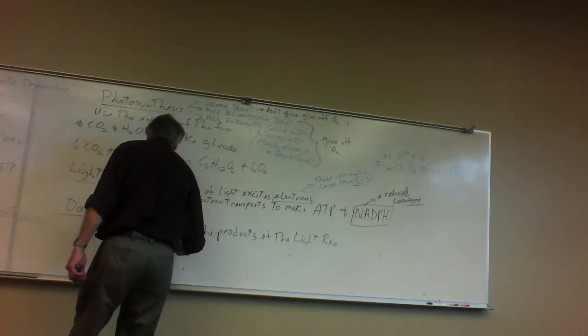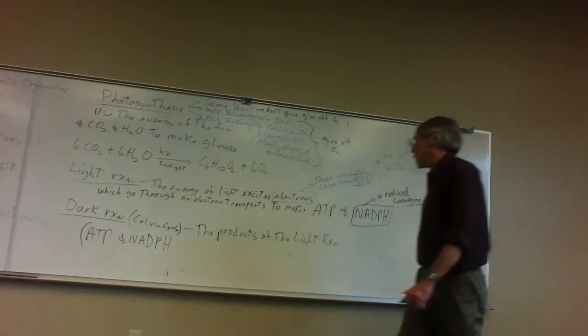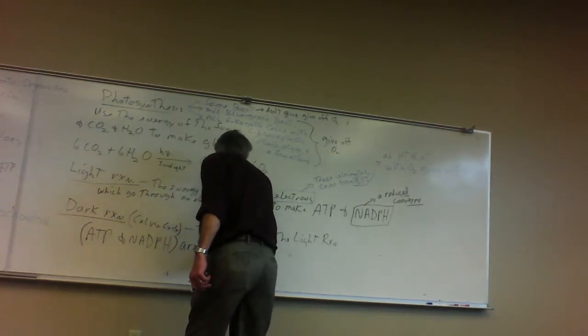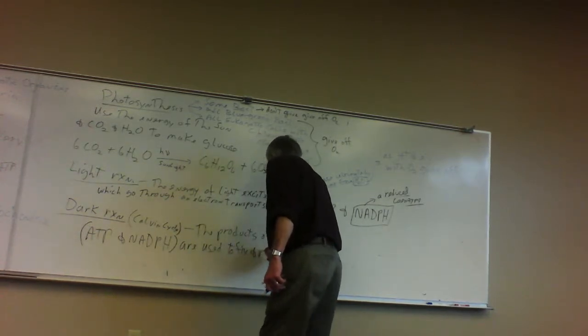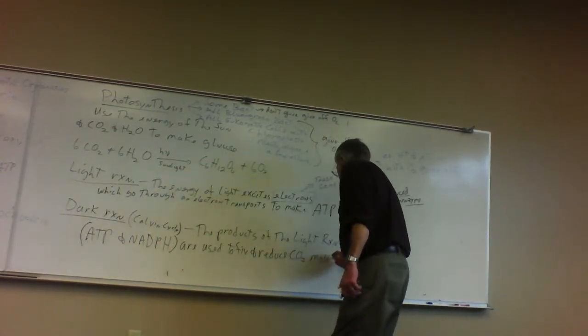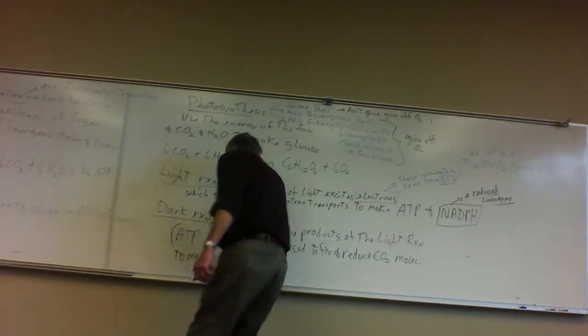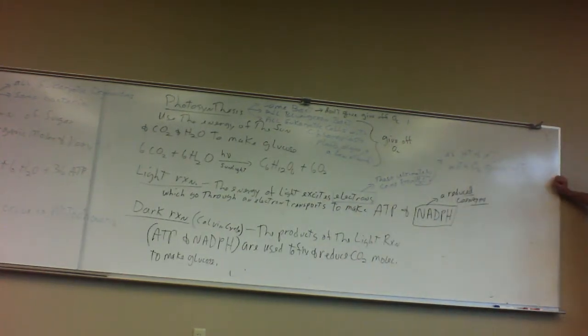I don't care if you call it NADPH or the reduced coenzyme. I'm not really worried about it. You have all the details on it. So the products of the light reaction are used to fix and reduce CO2 molecules to make sugar, to make glucose. Fix and reduce. That's why I have to occasionally talk about oxidation reduction.